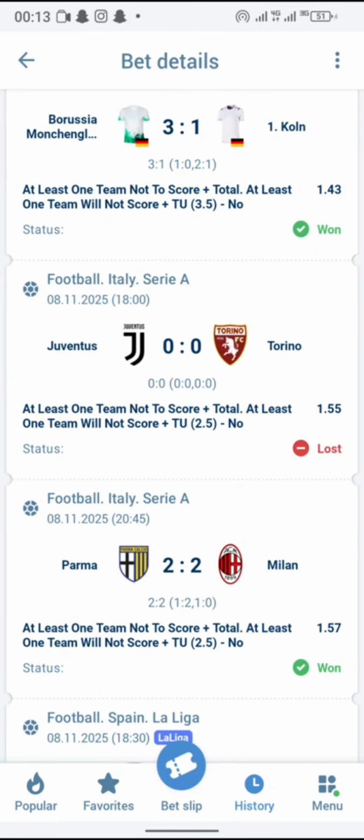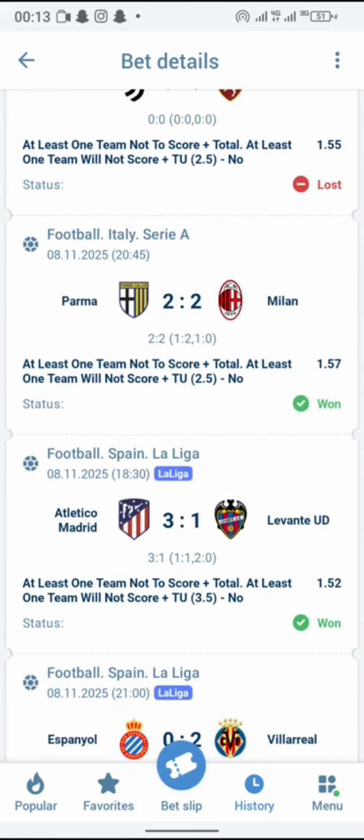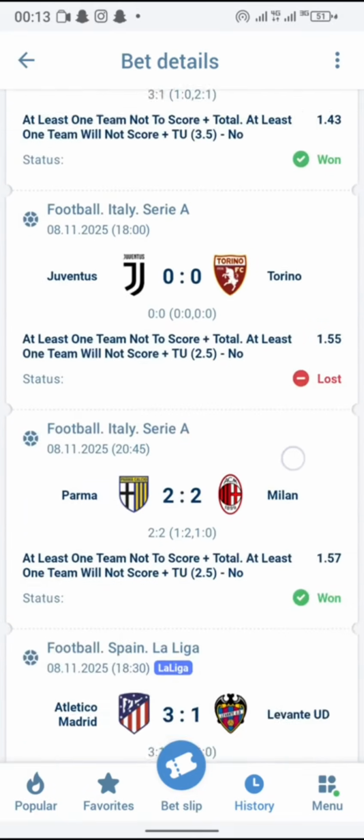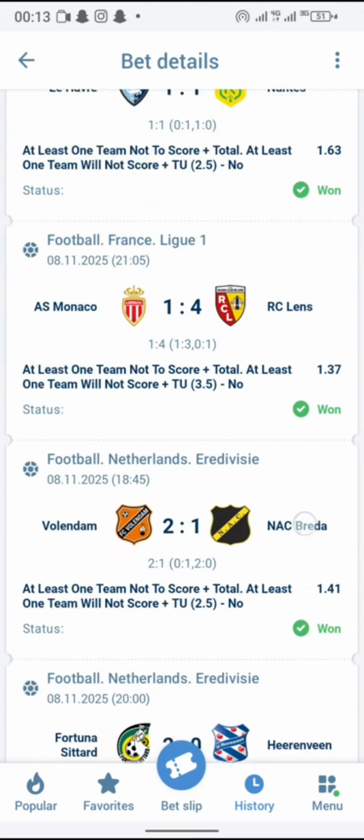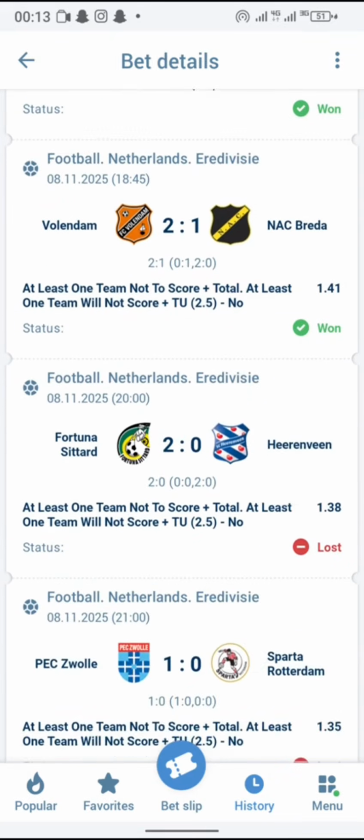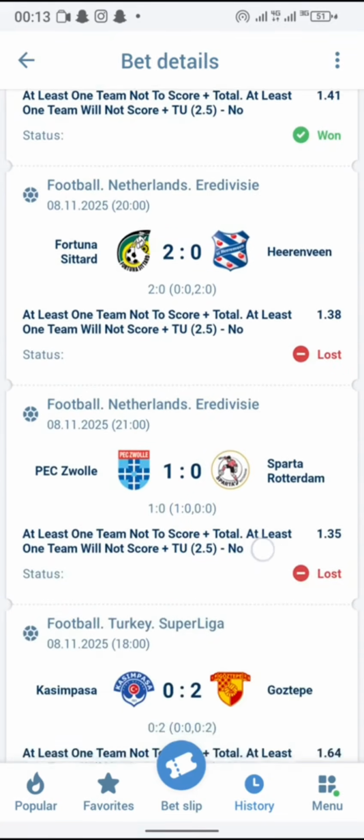In this game, we had a draw, that's 0-0. No team scored and we still went for the no option and it was not successful. At least one team not to score plus total under 2.5. At the end of the day, none of the teams scored and we did not have any goal. As you can see, guys, the no option actually did well. And at the same time, some did not do well.